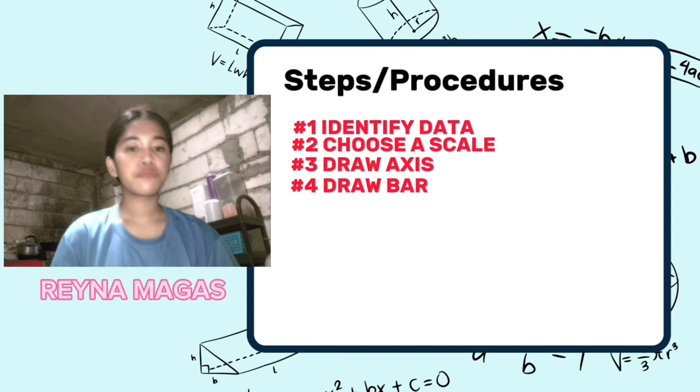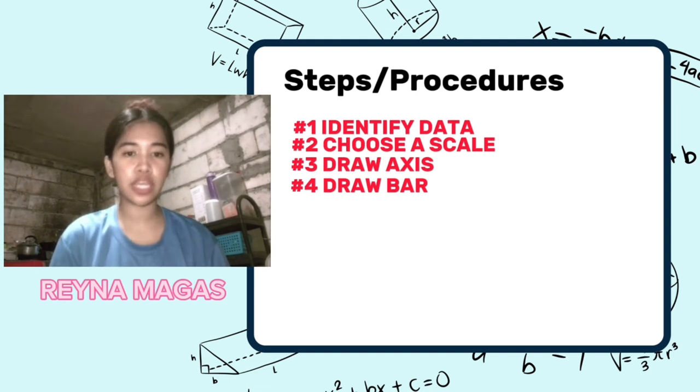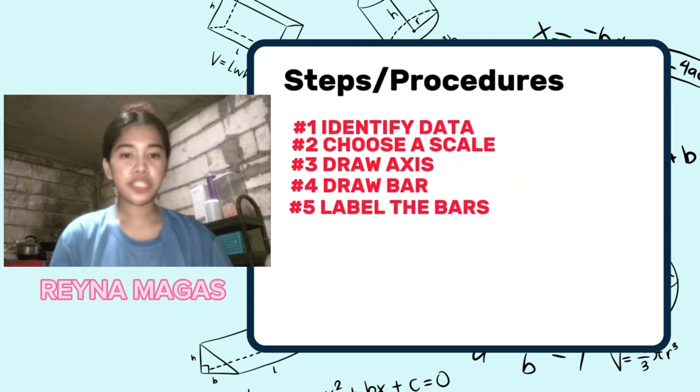Step 4. Draw the bar for each category corresponding to its value on the y-axis, ensuring that they are evenly spaced and have the same width. Step 5. Label the bars. Label each bar with its corresponding value, optionally.